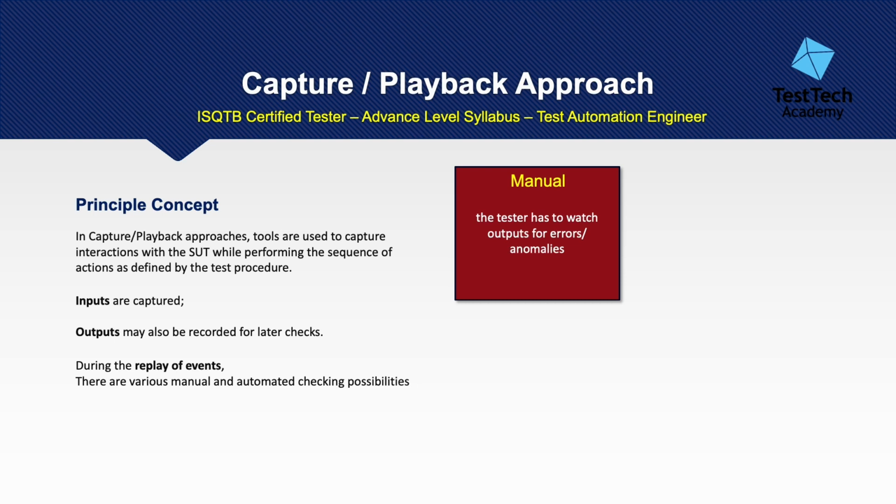The first one is manual output checking. Manual checking involves the tester observing the outputs manually to detect any anomalies. For example, imagine testing an e-commerce website. You record adding an item to the cart and completing the purchase. During playback, you manually verify the confirmation message, order history, and total amount charged.